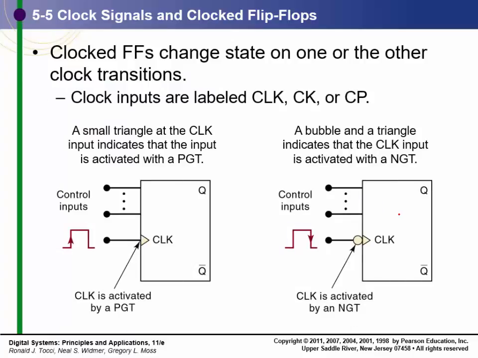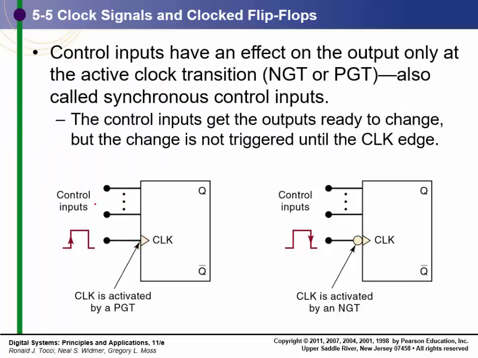On a clocked flip-flop, we will show this little triangle. See the triangle there? If the triangle is without the bubble, it's a leading edge flip-flop. If it's with a bubble, it's a falling edge flip-flop. All these inputs are stable, nice and stable. When the leading edge hits, the output changes.